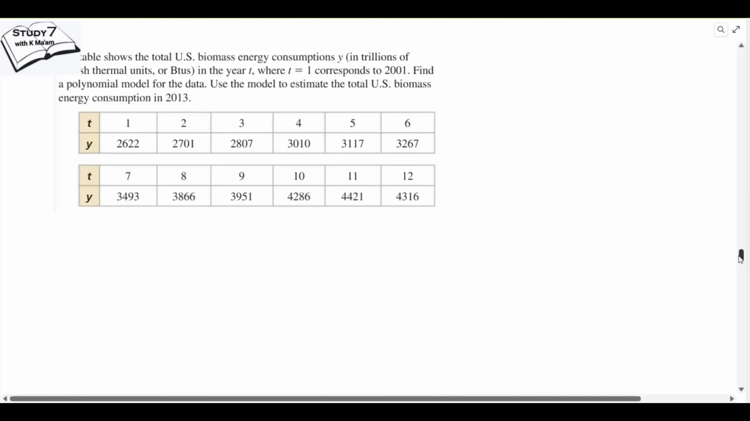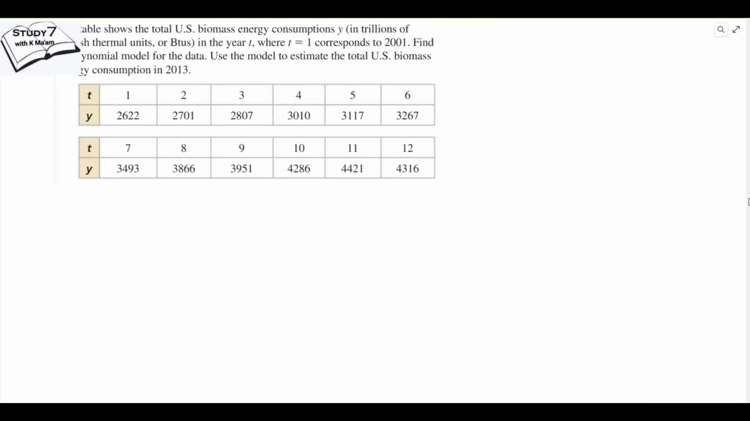Next we have this question. The table shows the total US biomass energy consumption y in the year t, where t equals 1 corresponds to 2001. Find a polynomial model for the data. Use the model to estimate the total US biomass energy in 2013. So up to 12 years it's given, and for 2013 we have to calculate.